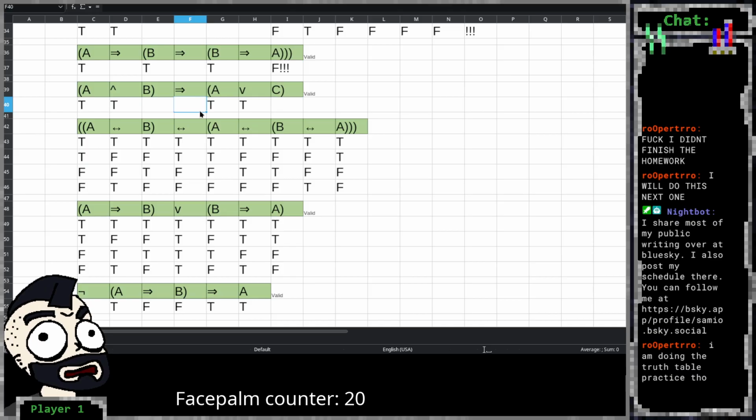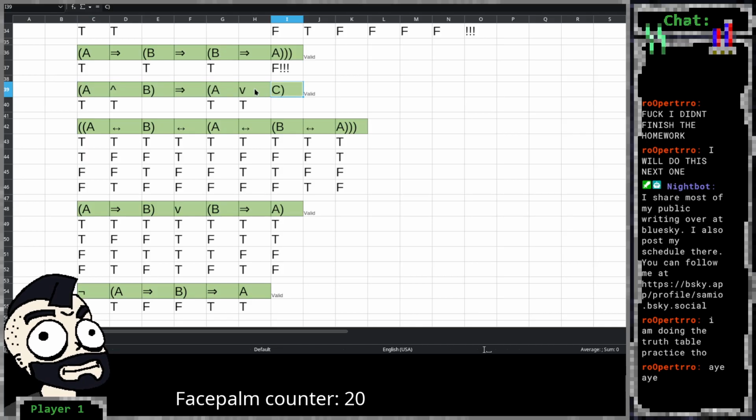Okay, so yeah, this is 1.5 from Mendelson. The exercise is in 1.5. And I was saying that this formula is intuitively valid. It has to be the case because in order for A and B to be true, A has to be true. And if A is true, then A or whatever is true. C is irrelevant.